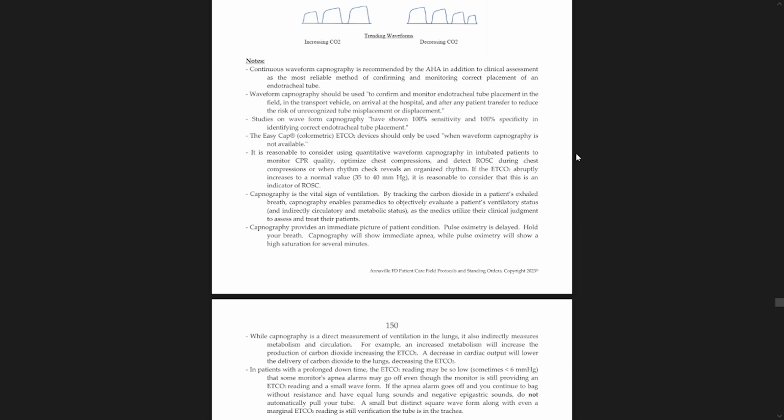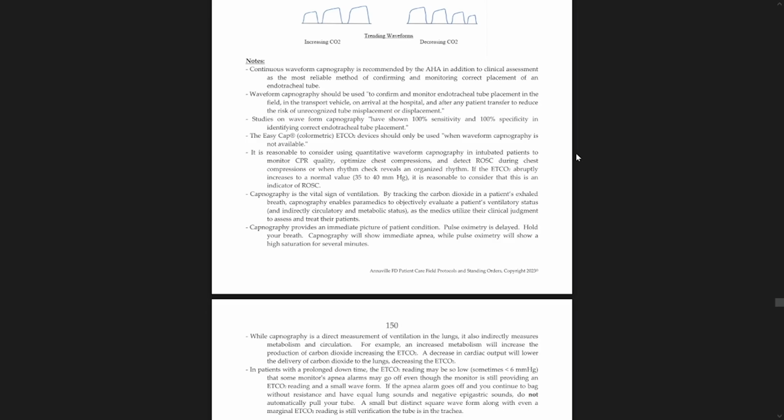So now note. Continuous waveform capnography is recommended by the AHA in addition to clinical assessment as the most reliable method of confirming and monitoring correct placement of an ET tube. Waveform capnography should be used to confirm and monitor ET tube placement in the field, in the transport vehicle, on arrival at the hospital, and after any patient transfer to reduce the risk of unrecognized tube misplacement or displacement. Studies on waveform capnography have shown 100% sensitivity and 100% specificity on identifying correct ET tube placement. The EasyCap ETCO2 device should only be used when waveform capnography is not available.